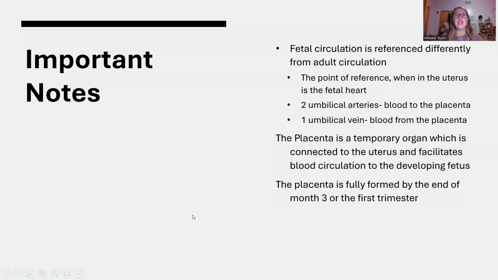Some important notes. Fetal circulation is referenced a little differently from post-birth circulation. The point of reference for a fetus is actually the fetal heart, especially when we're talking about the veins and the arteries that go to the fetus that provide the fetus with the nutrients and the oxygen that it gets from the mother. This happens because there are two umbilical arteries which take blood from the fetus, from the fetal heart, to the placenta.